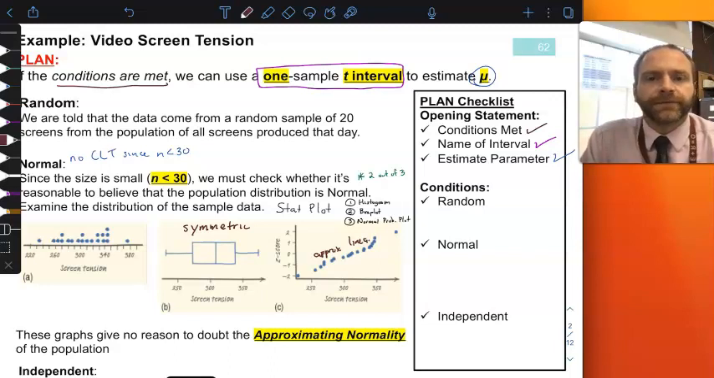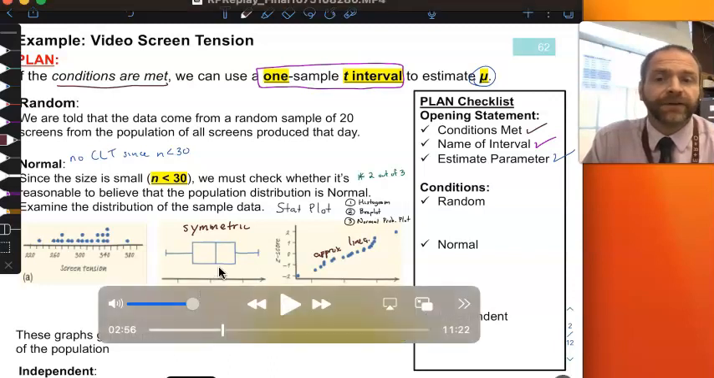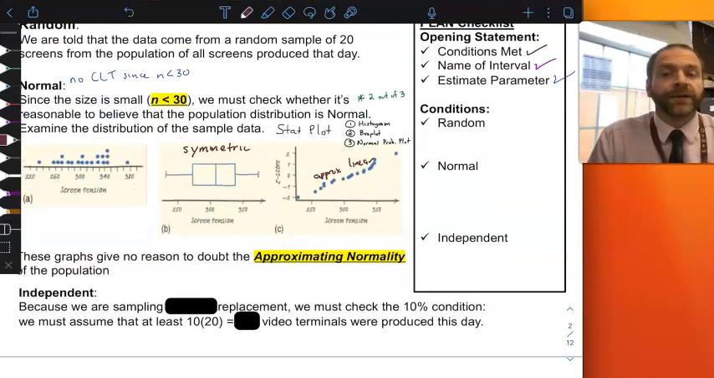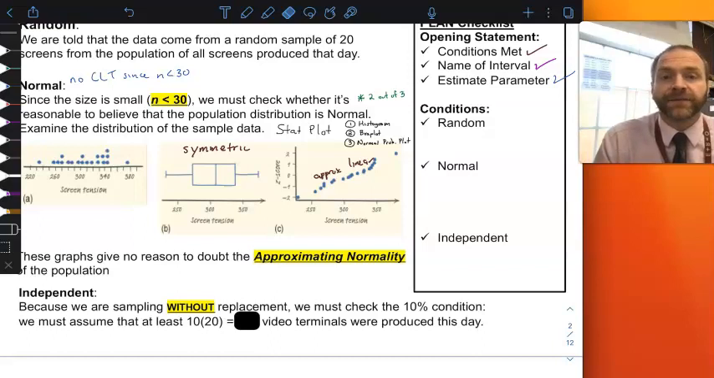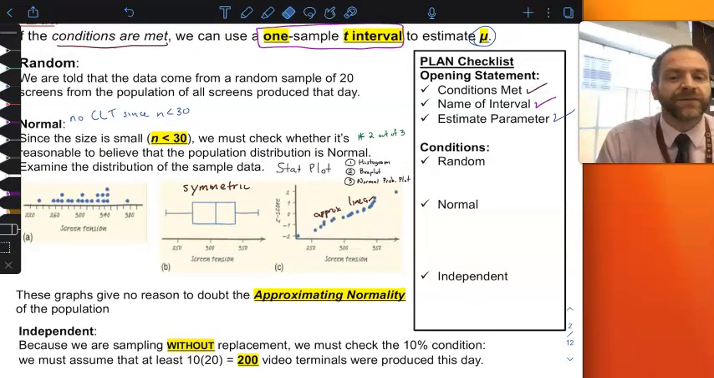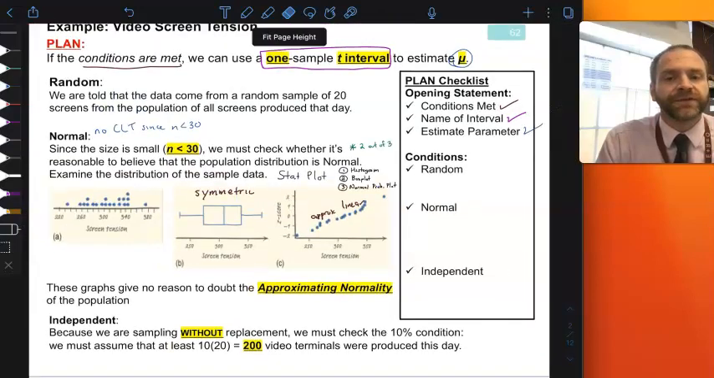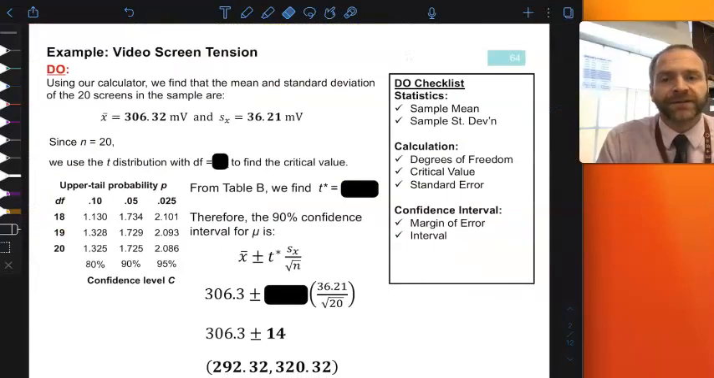So as you can see, what we did is we looked at the stat plots, the box plots and normal probability plots, and what that did was tell us symmetry, and it told us if we're looking at approximately linear. So now that we have those down, we can say, hey, it's safe to approximate normality. And we check the independence condition, and since it's safe to assume there are more than 200 video terminals produced this day, and we're sampling without replacement.